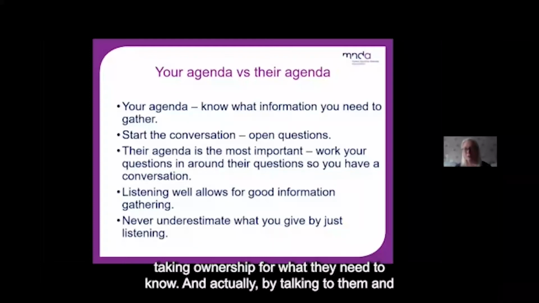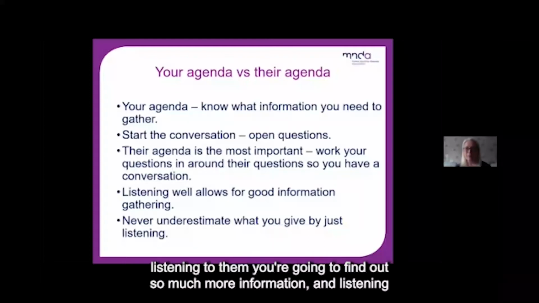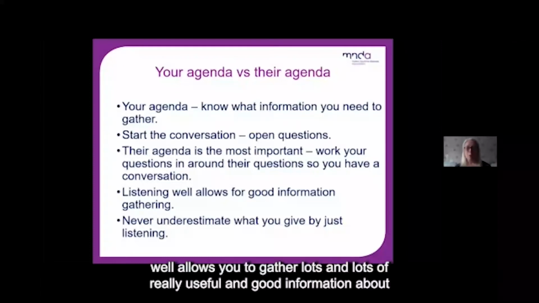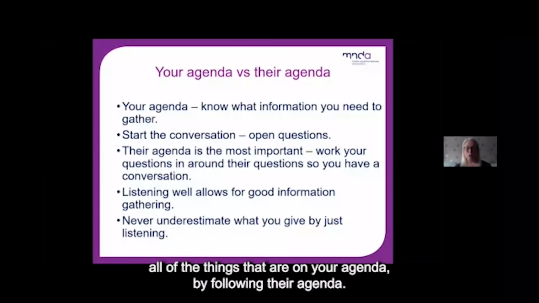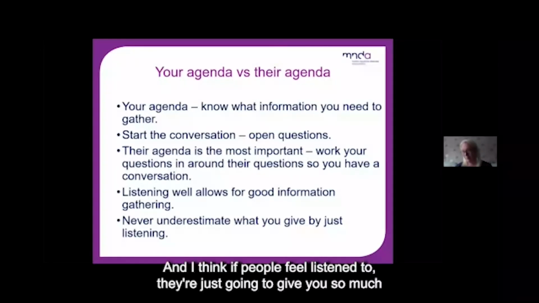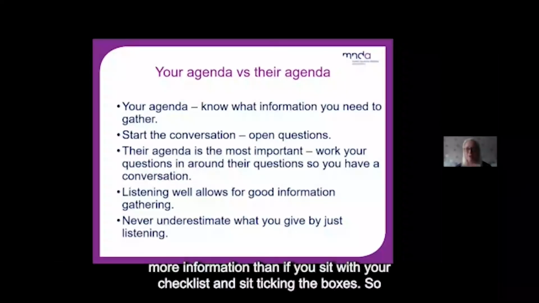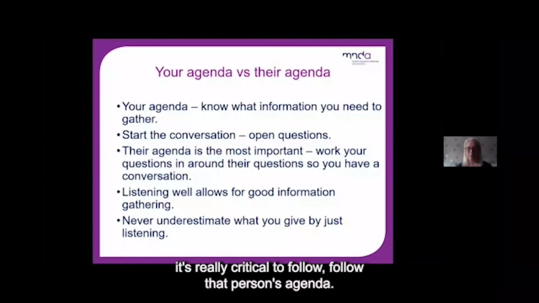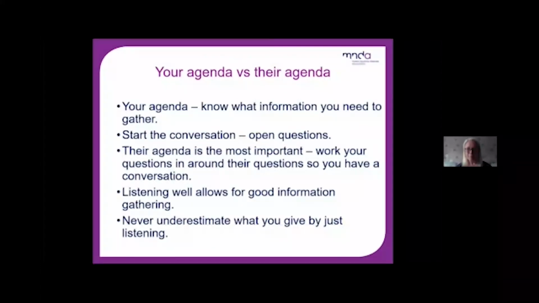And actually, by talking to them and listening to them, you're going to find out so much more information. Listening well allows you to gather lots and lots of really useful and good information about all of the things that are on your agenda by following their agenda. And I think if people feel listened to, they're just going to give you so much more information than if you sit with your checklist and sit ticking the boxes. So it's really critical to follow that person's agenda.